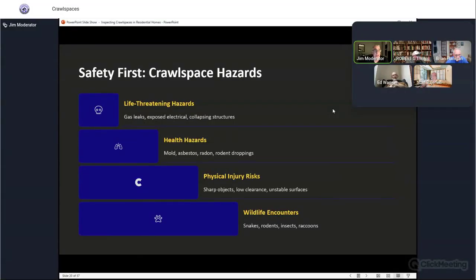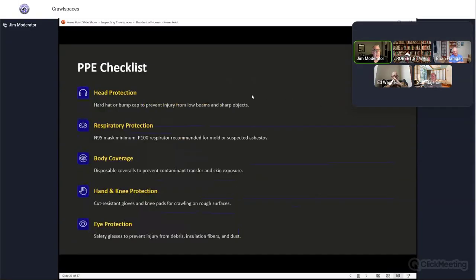Crawl space hazards: life-threatening hazards, gas leaks. You want to look for exposed electrical, any collapsing structures. You want to look for any health hazards: mold, asbestos, rodent droppings. Obviously, we're not looking for radon. Physical injury risks: sharp objects, low clearance, unstable surfaces, snakes, rodents, insects. When you go in there, get your flashlight out if it's not lit, and you've got to check. I can't tell you how many nails are sticking out of the decking, and you lift your head up a little bit, and it becomes a bad day. So just be careful when you're in these crawl spaces.